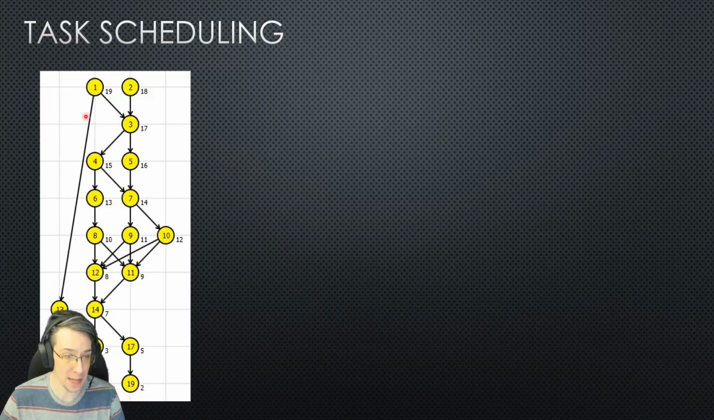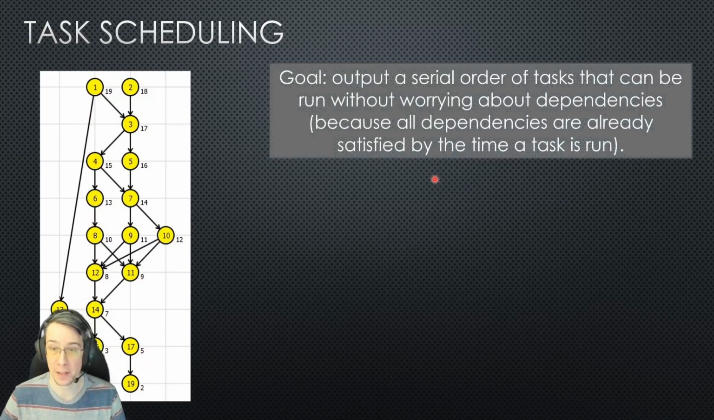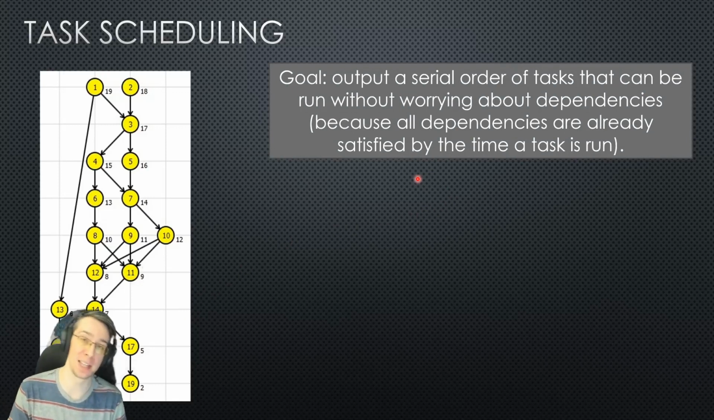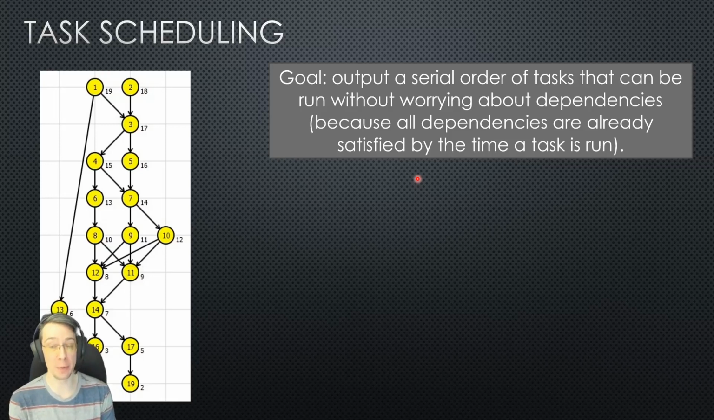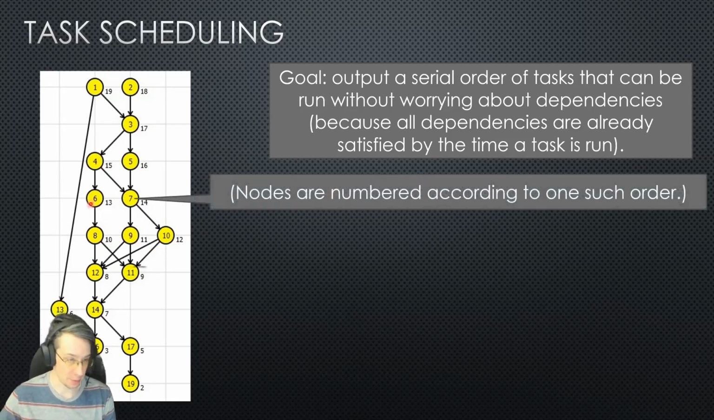Okay, now this diagram is actually labeled according to one such order: 1, 2, 3, 4, 5, 6, 7, 8, 9, 10, 11, 12, 13, 14, 15, 16, 17, 18, 19. If you do them in that order, all of the constraints are satisfied whenever you do a particular task. So the goal is to output a serial order of tasks that can be run without worrying about the dependencies, because all of the dependencies are already going to be satisfied by the time a task is run. So here, we've labeled the nodes according to one such order.